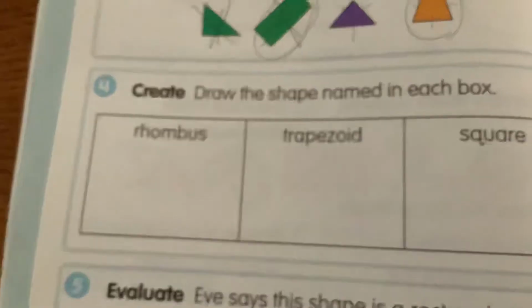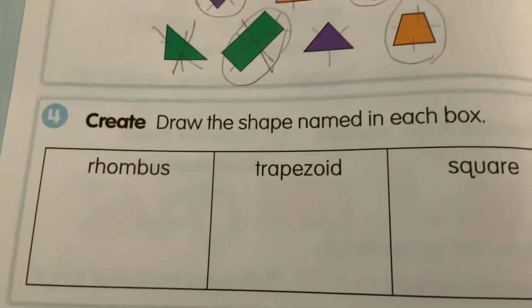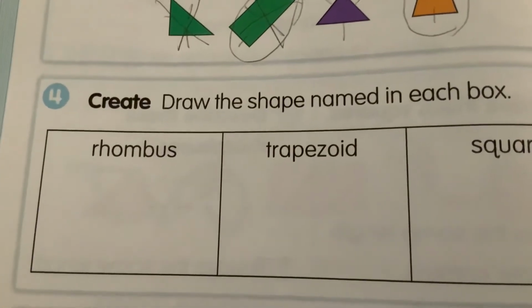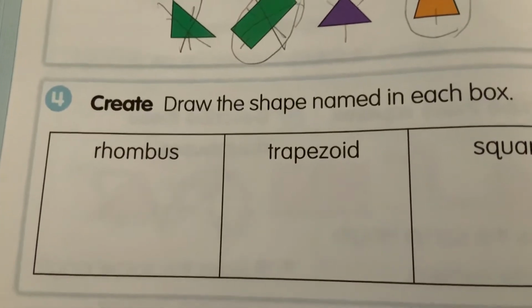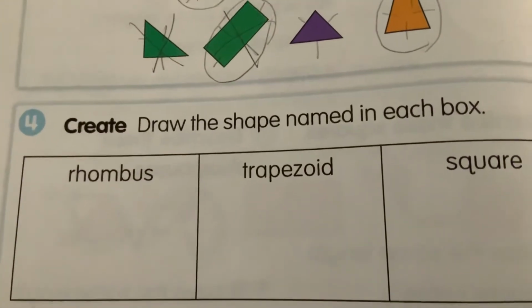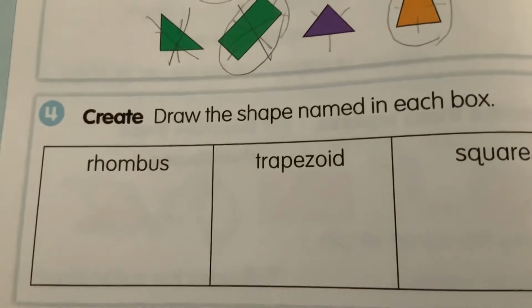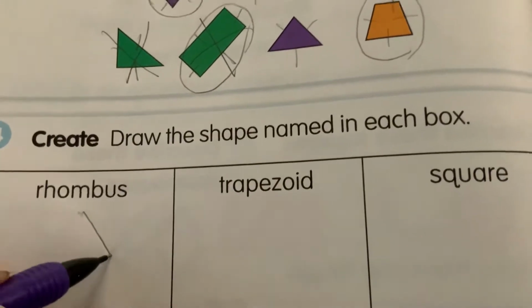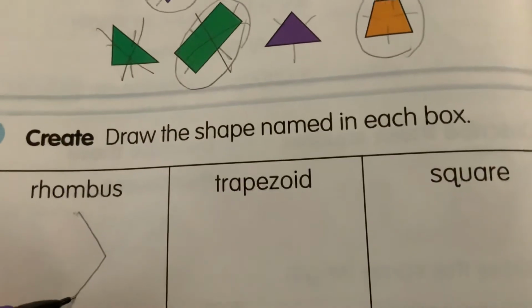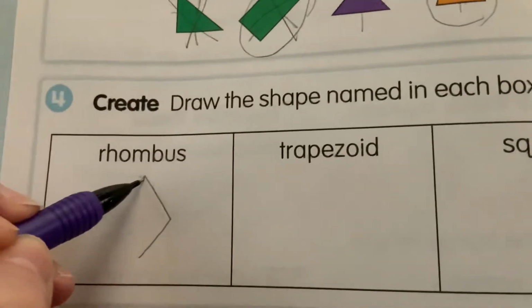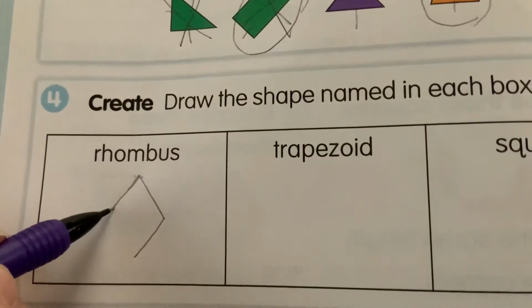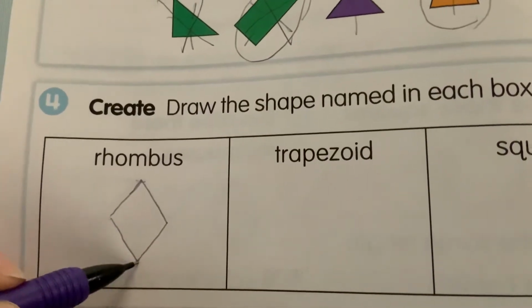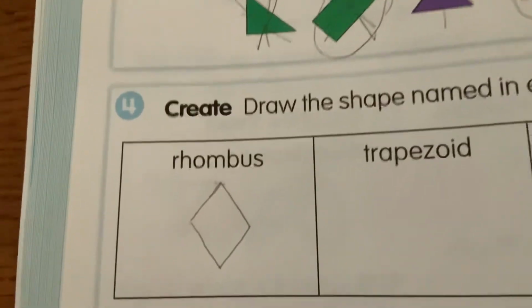Okay, now it's time to draw. We're going to draw the shape named in each box. Okay, remember a rhombus? What does a rhombus have to have? It has to have 4 equal sides. So let's just try to draw a rhombus. It has 4 equal sides. It's kind of hard unless we measure it. And that's pretty close, okay?